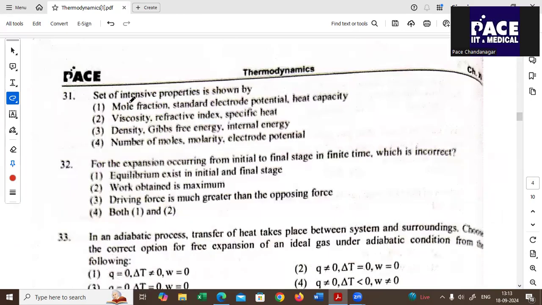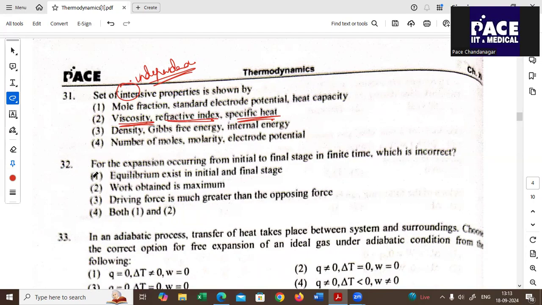Next, a set of intensive properties is shown here. All of them are intensive, which means independent of mass. Your refractive index is independent of mass. Viscosity, which we have just seen, and specific heat are also independent of mass.